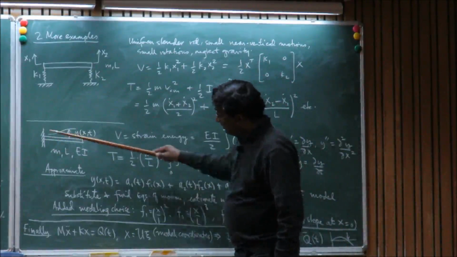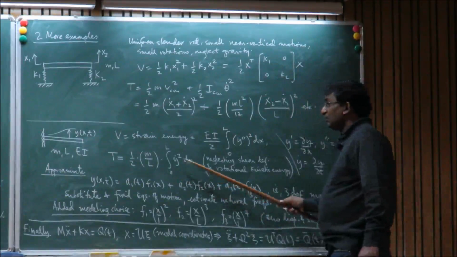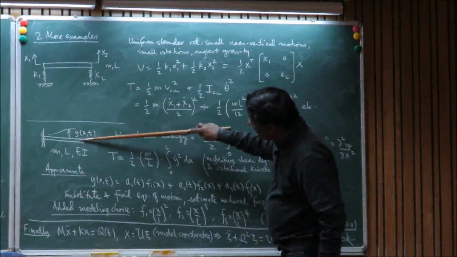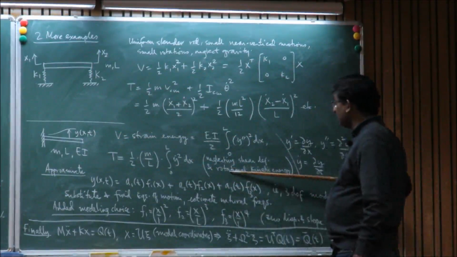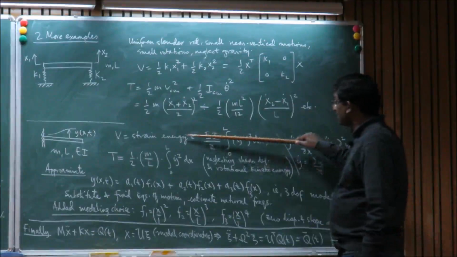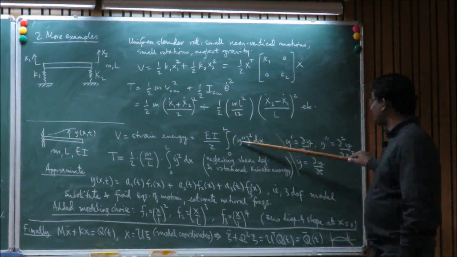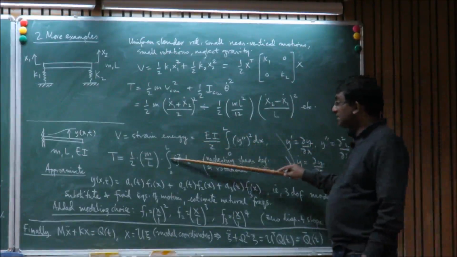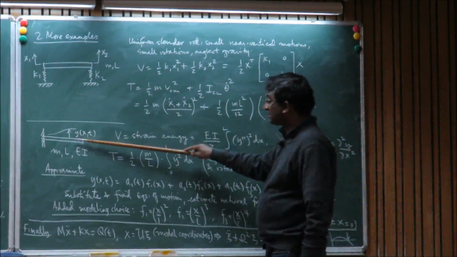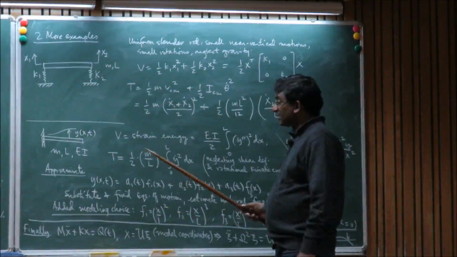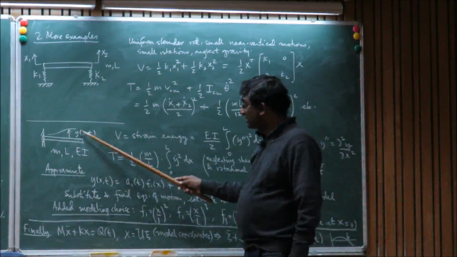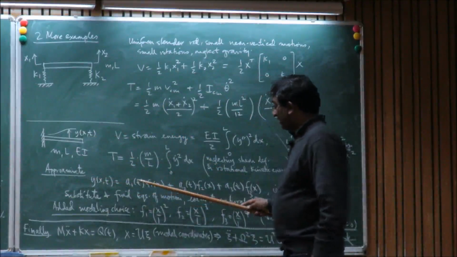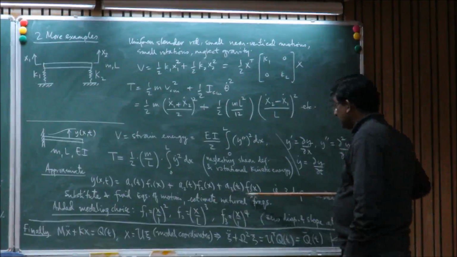So velocity in the axial direction is ignored, rotational kinetic energy of any little section is ignored, only translational kinetic energy is retained, and over here only bending strain energy is retained. Shear deformation is ignored. Under this condition, we can derive equations of motion for this as a partial differential equation. That's not what we are going to do here. What we are going to do is approximate this y as a linear combination of three things.